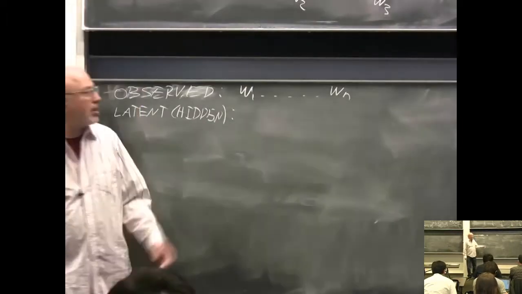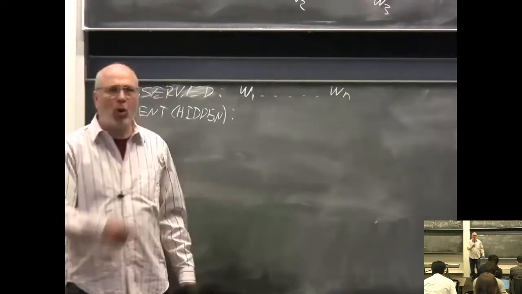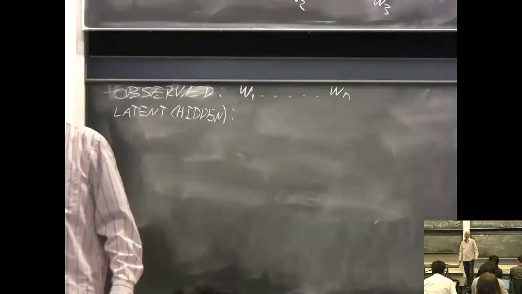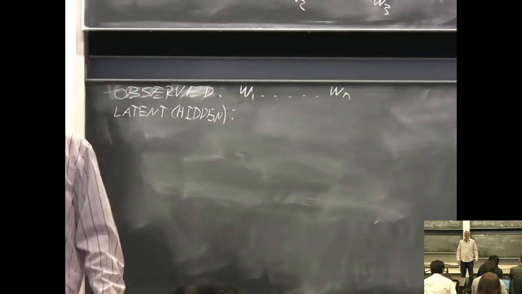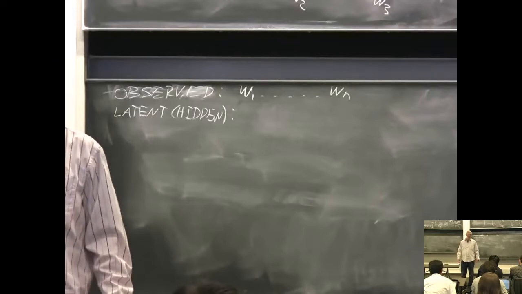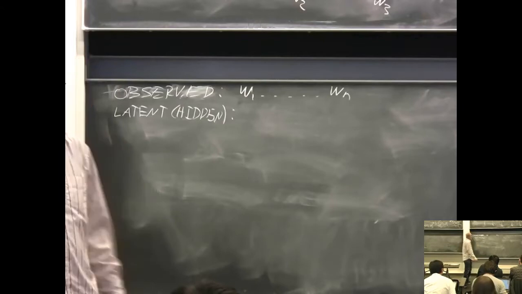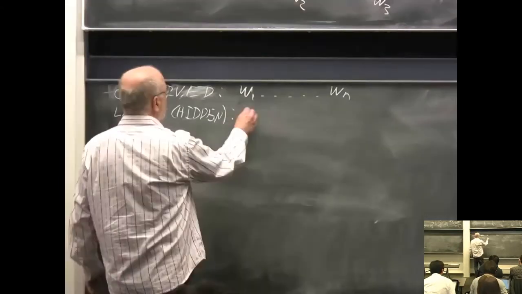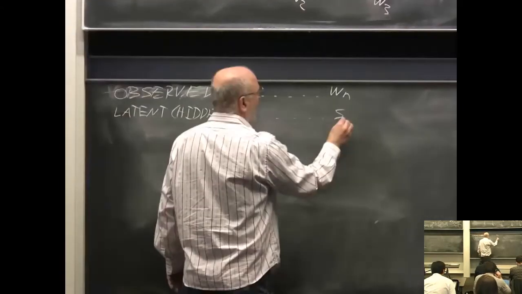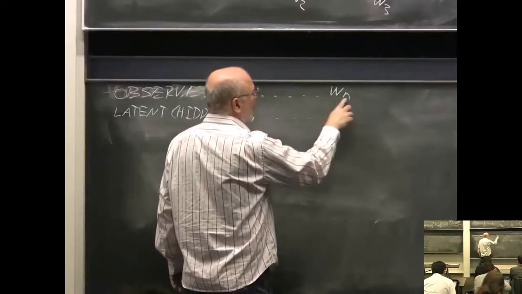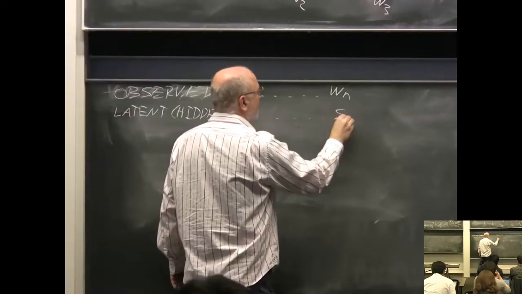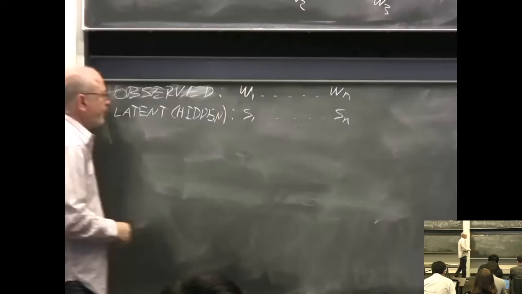In the slides, they don't call these words, they call these O for observable. And what do they call the hidden part? States. Okay, so S. S, part of speech, has S in it. That's good enough. So we'll call it S1 through Sn. Yeah, small n. That's good.